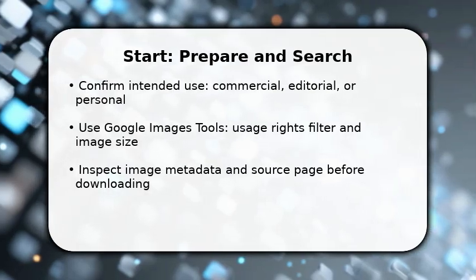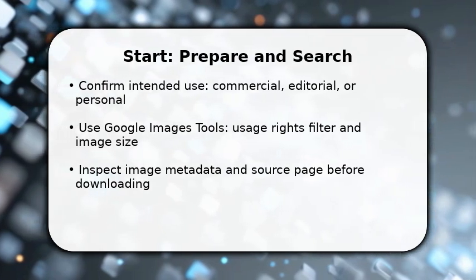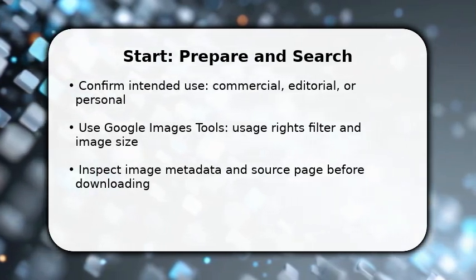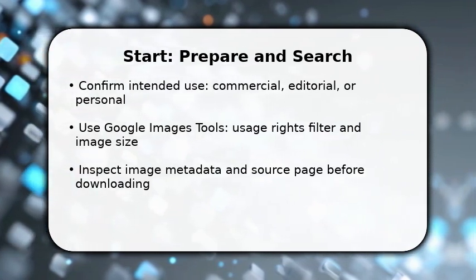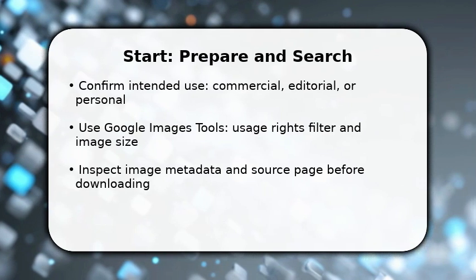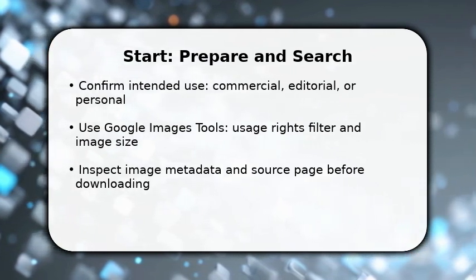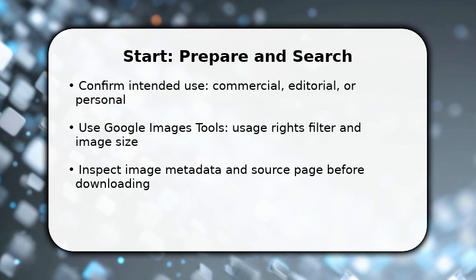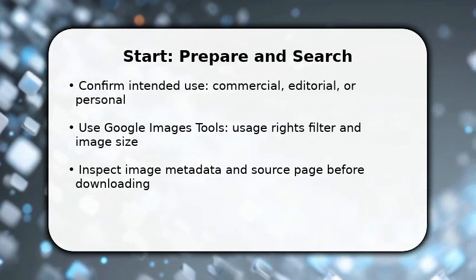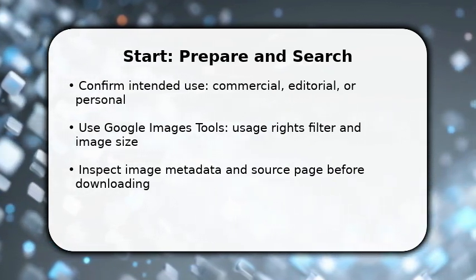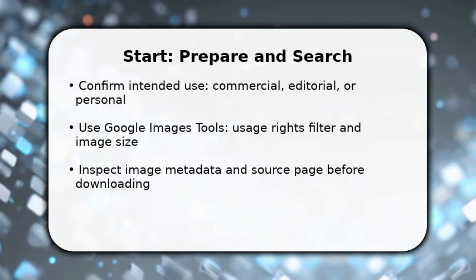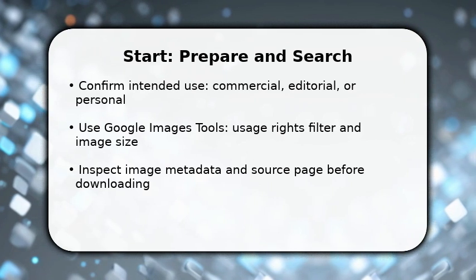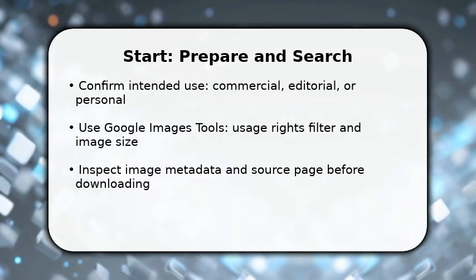You begin by defining how you will use the image. That determines which permissions matter. Next, use Google Images tools to filter by usage rights and select appropriate sizes. Once done, open the image hosting page and inspect metadata, license statements, or captions to verify terms. Make sure to note the creator, date, and any attribution required. Do this now so you don't waste time on images that will later cause legal or takedown problems.